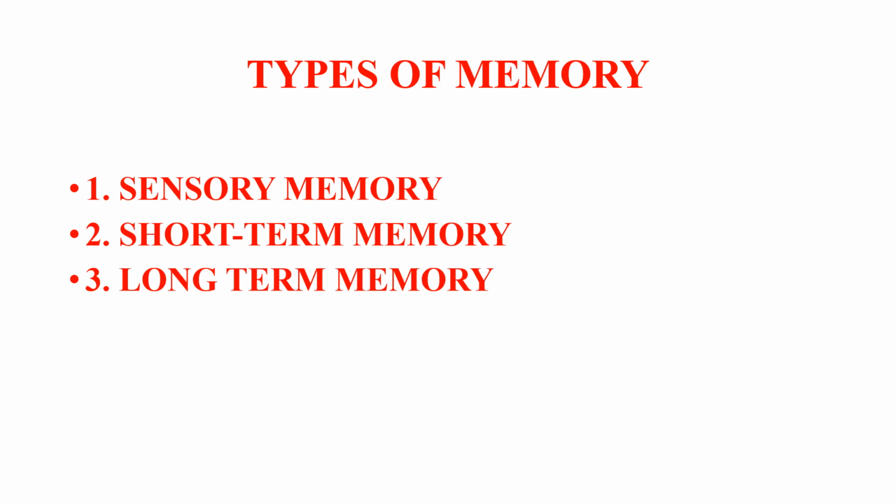Types of memory. There are three types of memory. The first one is sensory memory. The second one is short-term memory, and the third one is long-term memory. Sensory memory, which people also call a sensory buffer, and short-term memory, or working memory. So let us see one by one.